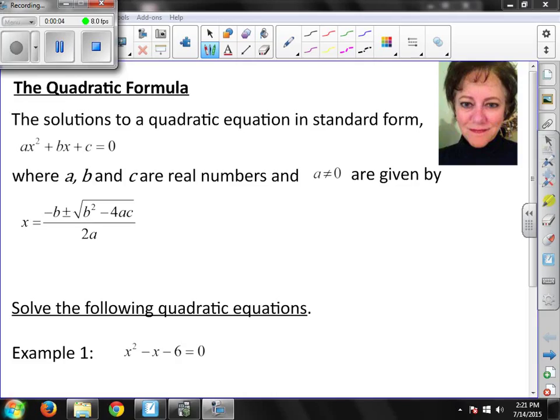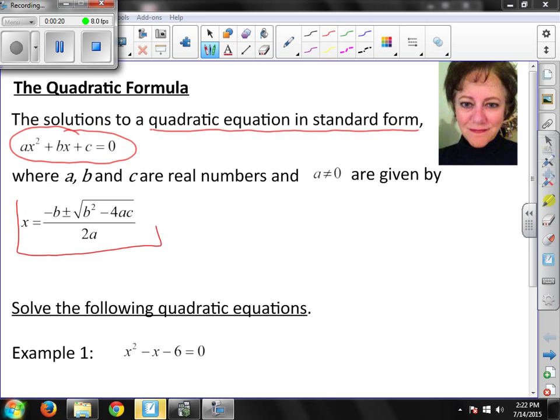Today we're going to be talking about the quadratic formula. We can take any quadratic equation in standard form, ax squared plus bx plus c equals 0, and always solve the equation by using the quadratic formula. The quadratic formula says that your variable will be equal to negative b plus or minus the square root of b squared minus 4ac, all that divided by 2 times a.